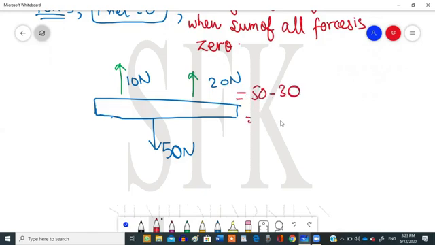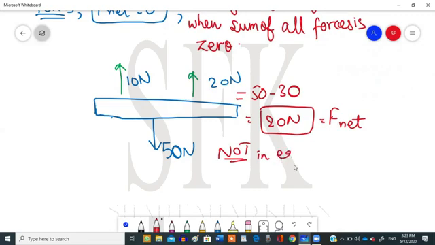No. 50 minus 30 is 20. 20 Newton is the resultant force. The resultant is 20 Newton, the net force downwards, and it is not zero. So yes, it is not in equilibrium. Not in equilibrium because the net force is not zero.